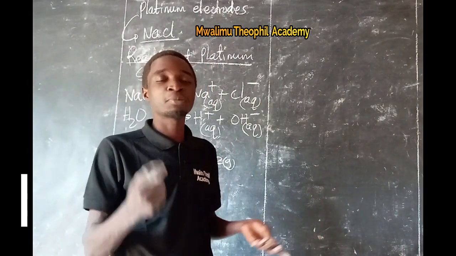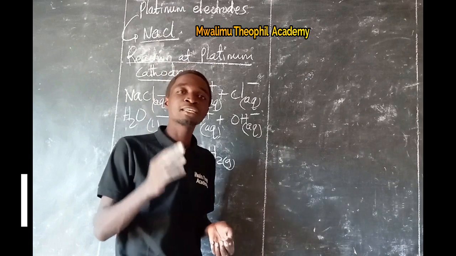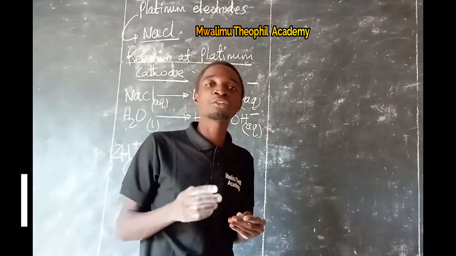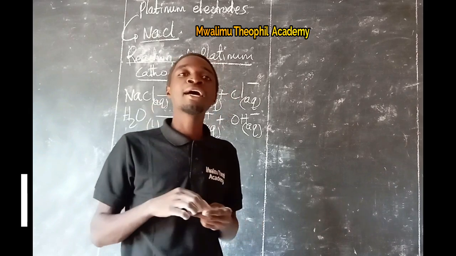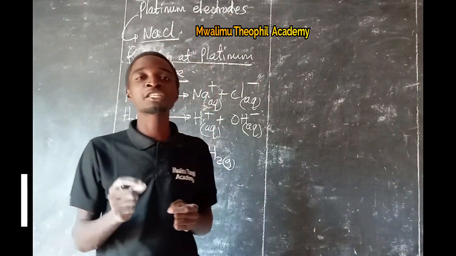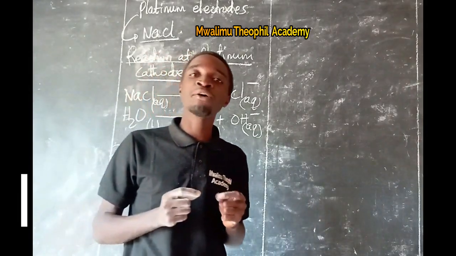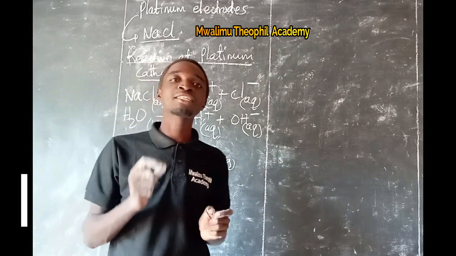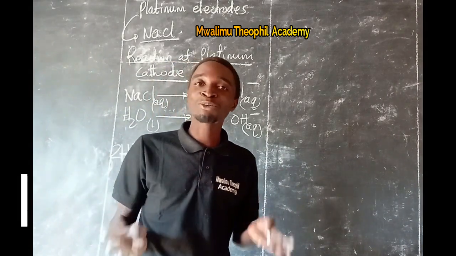So you have to keep in mind the three factors which determine the preferential discharge of ions during electrolysis. The first factor is the position of an ion in the electrochemical series, I mean the ease of discharge of ions. The second factor is the concentration of ions, and the third factor is the nature of electrodes.